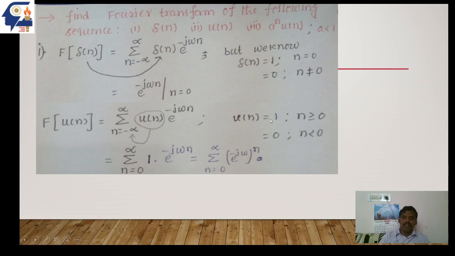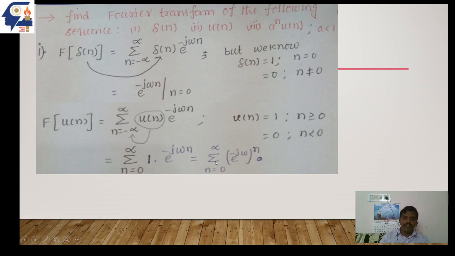So this u of n equal to 1 when n greater than or equal to 0 means the summation symbol limits are going to change. Previous case it is n equal to minus infinity to plus infinity. Here it is n equal to 0 to infinity. Then u of n equal to 1, e power minus j omega n. I am going to write this entire summation as, because n is a positive value, 0 to infinity means positive. This e power minus j omega n I am going to convert as something power n. That means n equal to 0 to infinity, e power minus j omega whole power n. Always try to get whole power n.